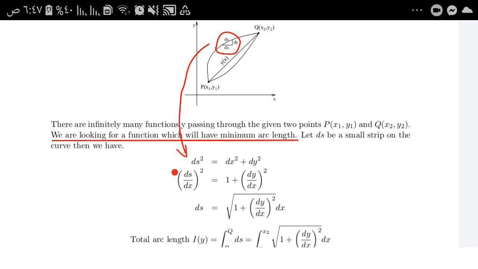Okay. If we divide both sides by dx squared, we have (ds/dx) squared equal to 1 plus (dy/dx) squared. And then it is clear that ds will be the radical of 1 plus (dy/dx) squared, times dx. Okay, this clearly can be obtained.